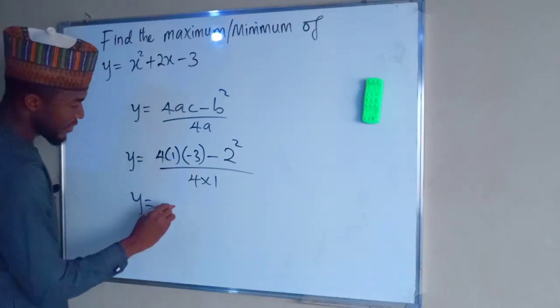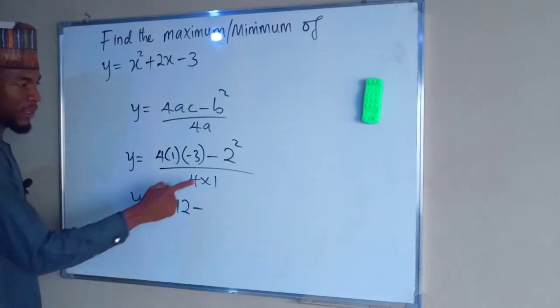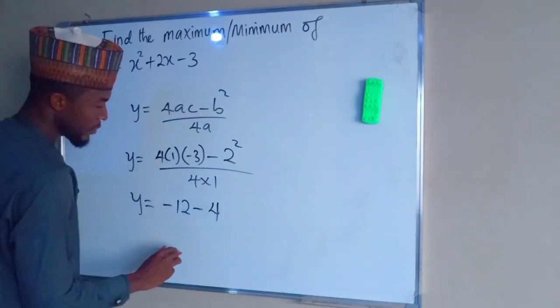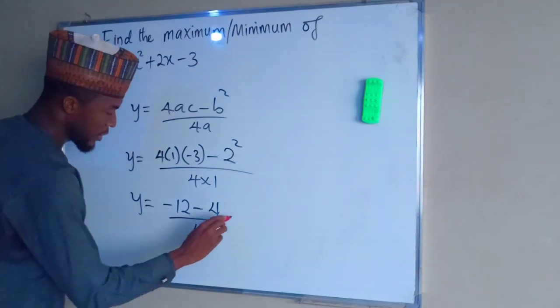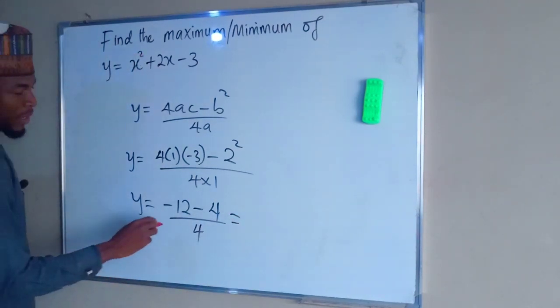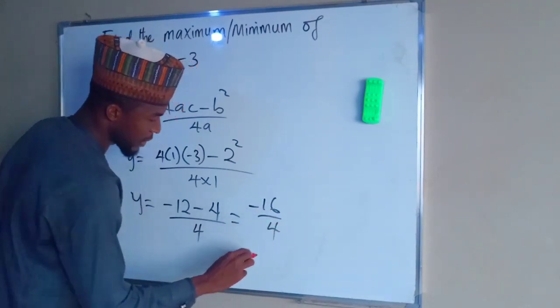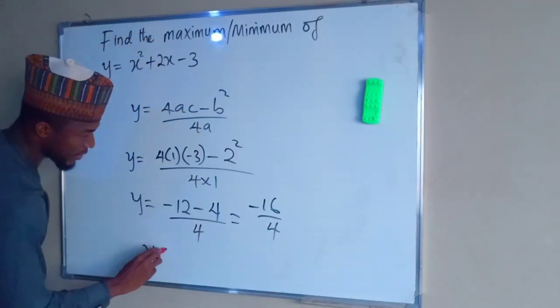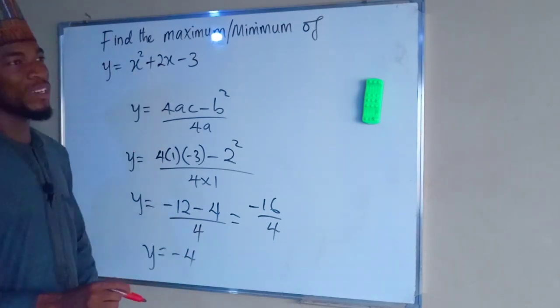This is negative 12 minus, this is 4, divided by 4 times 1 is 4. This is equal to negative 16 divided by 4. And y is now equals to negative 4. And negative 4 is the minimum value of this quadratic equation.